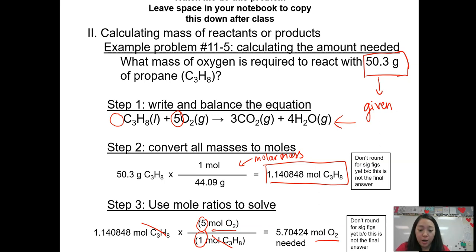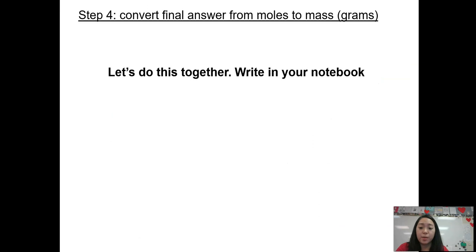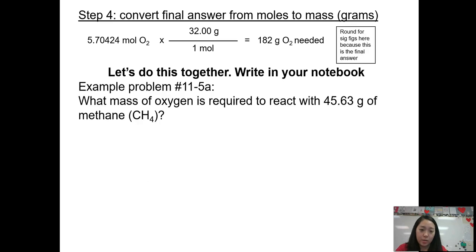Now that I have gone from mass to mole, and then mole of propane to O2, I can now convert the mole of O2 into mass of O2, because what are they asking you? They're asking for mass of oxygen. We got mole, but we don't have mass yet. So we do the same thing. We convert the final answer from moles to mass by using, that's right, the molar mass. That's the molar mass of O2, and we get the final answer.